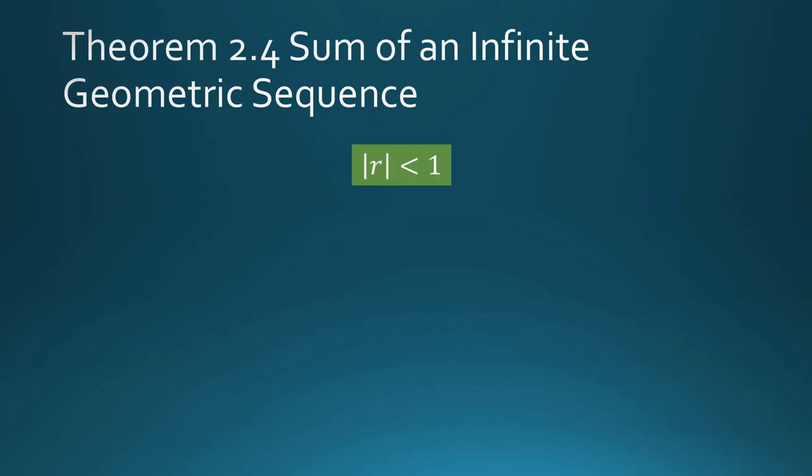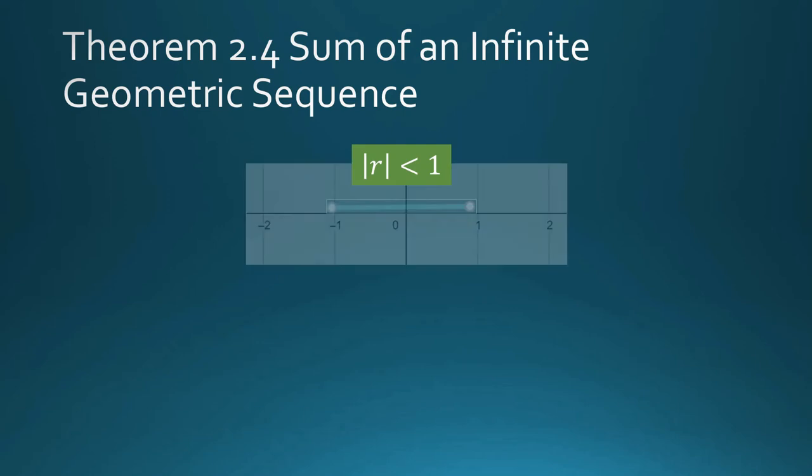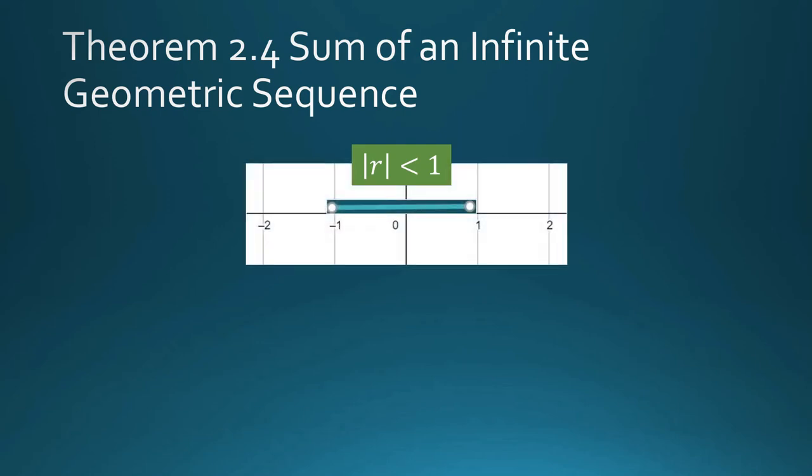What does it mean when the absolute value of the common ratio is less than 1? r is a real number. It can be any real number. So we can graph that on our real number line. When the absolute value of r is less than 1, that means r can be any real number between negative 1 and 1. It can be negative 1/2. It can be negative 0.1. It can be negative 0.9. It can be 0.9, for as long as r is in this interval, negative 1 to 1.